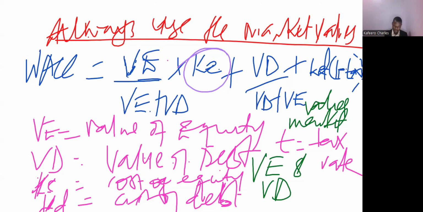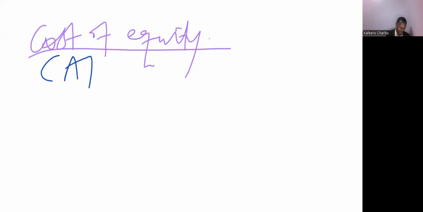So we agreed that this cost of equity is the one that is going to cause us a problem, because the rest we know how to compute. But we also agreed that cost of equity can be got using CAPM. This is the capital asset pricing model. Though I haven't taught you how to use CAPM, just know that it's one of the ways we can get the cost of equity.